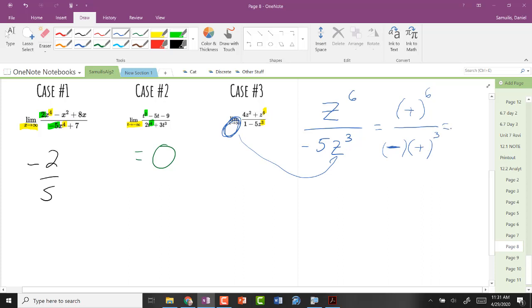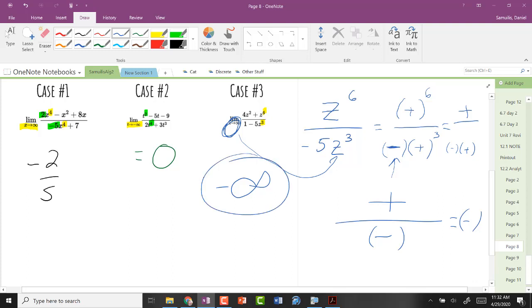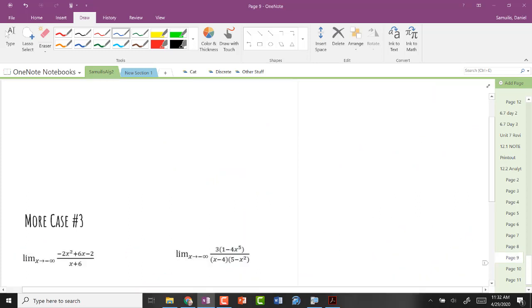So let's think about this. What's a positive to an even number? It's still going to be positive. Now that's my leading coefficient. That sign's still going to stay. But what's a positive to an odd power? It's still positive. Well, I have a positive number up top. What happens when I take that negative leading coefficient and multiply it by a positive number? I end up with a negative number. What's a positive divided by a negative? Negative. So this goes to negative infinity. Makes sense? Okay, let's try some more.